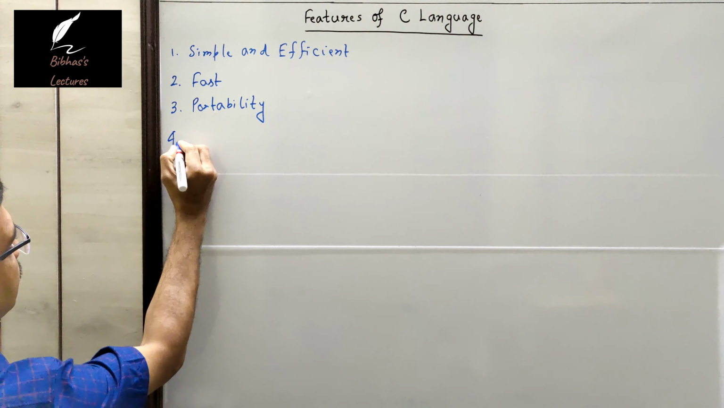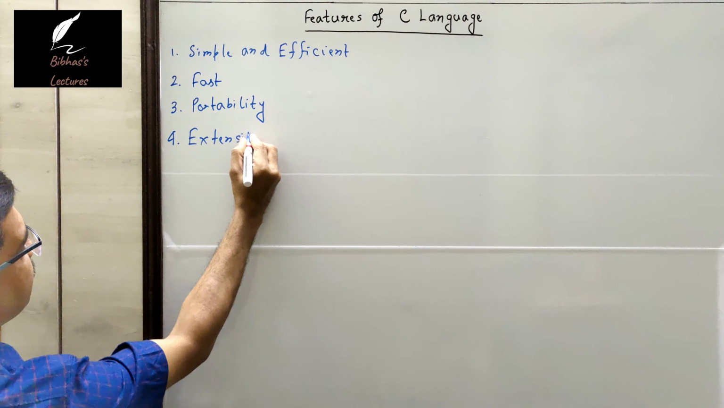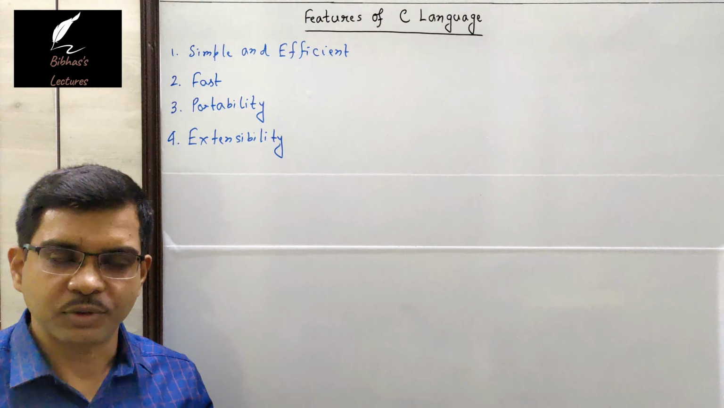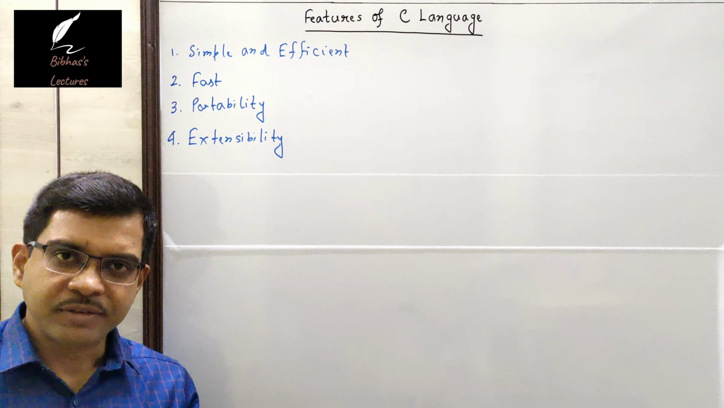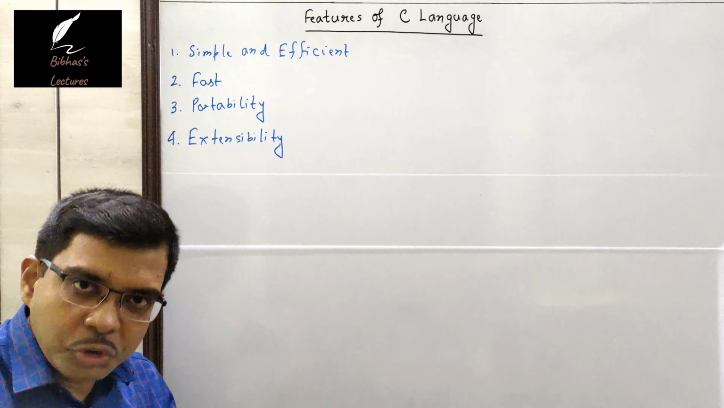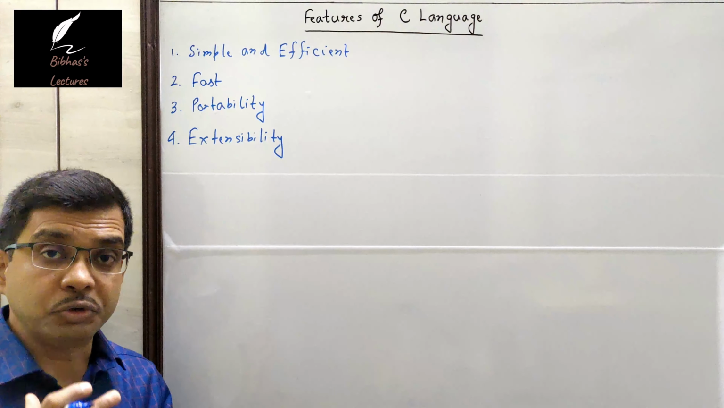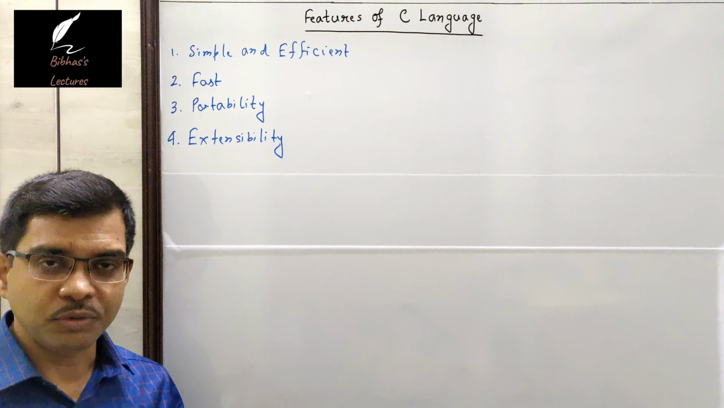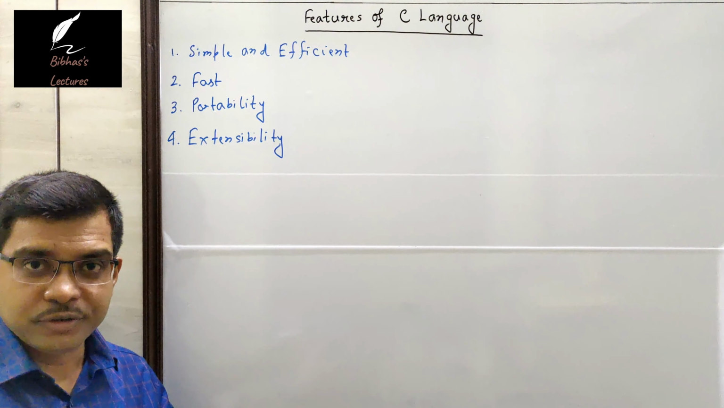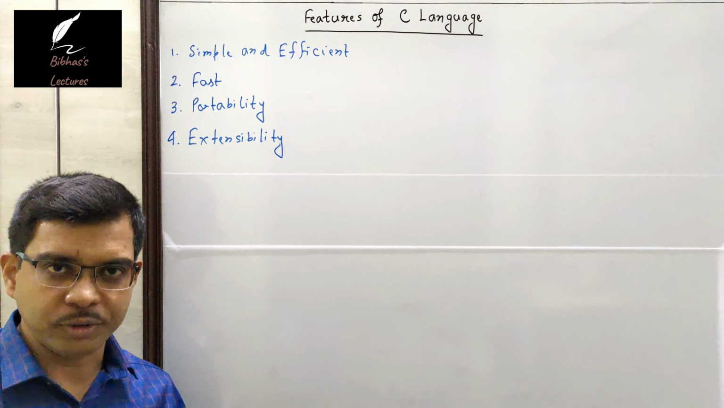Number 4, it is extensible. So extensibility. This is another important feature. It simply means that suppose you have already written a C program. Now if you want to add some new features later on to the existing program, you can do it very easily and quickly. It helps you to modify your existing program. So it can be extended, modified, and updated at any point of time.